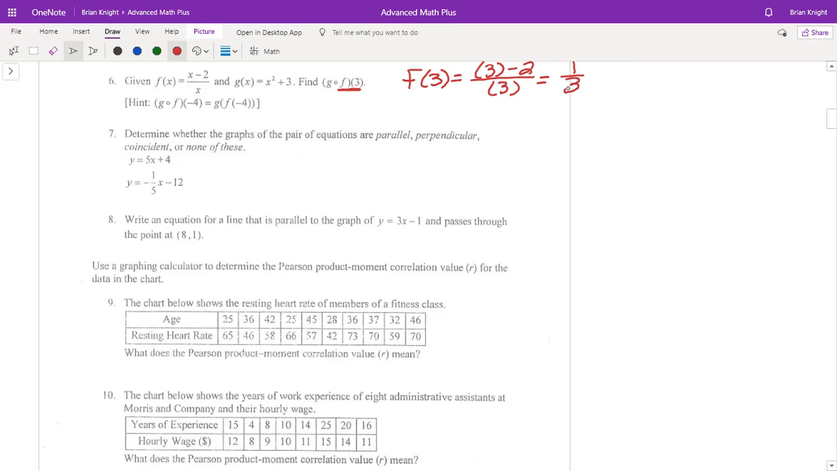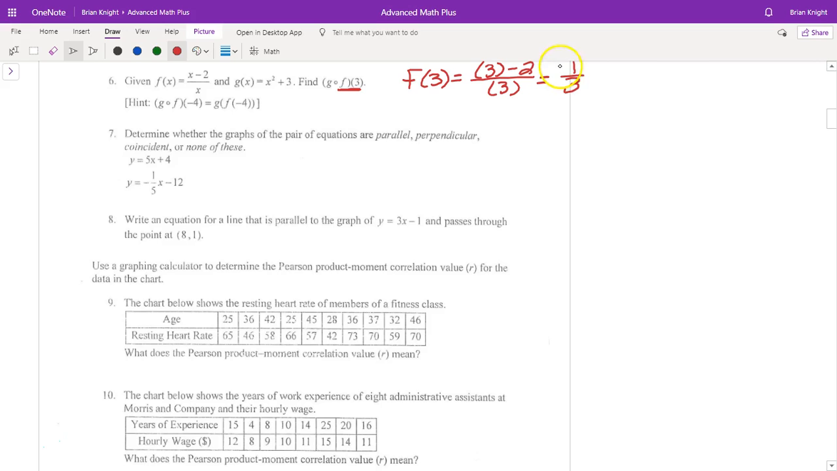Everybody understand how I did that? I just took 3 and plugged it in for the f of x. Okay? Where did you get the 1/3 from? I subtracted. 3 minus 2 is what? 1 over 3. What do I do with that answer? I plug it into g.